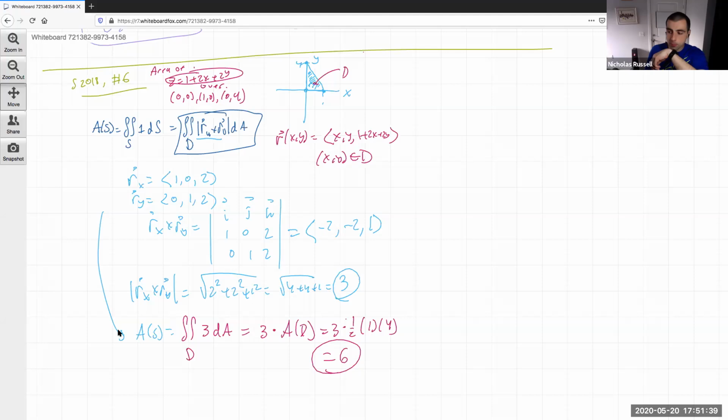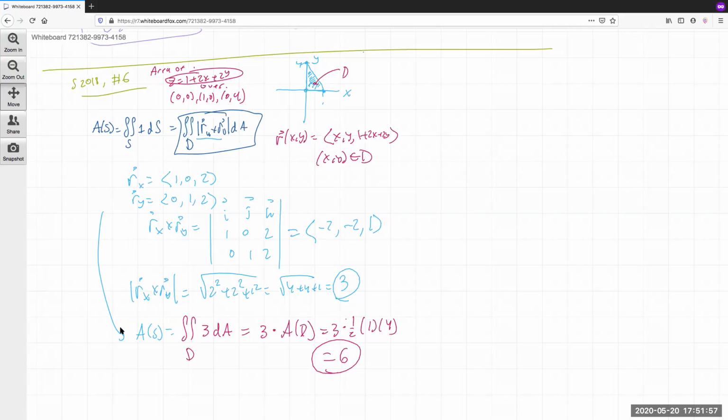Okay, any questions here about that? If you're parameterizing it with x and y, do you have to put the surface area is equal to the magnitude of Rx cross Ry, or can you just write the surface area is equal to the square root of 1 plus Fx squared plus Fy squared?